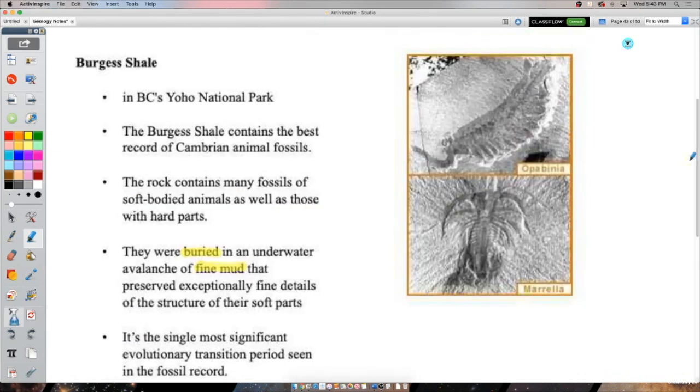So the Burgess Shale is world famous. It's the single most significant evolutionary transition period seen in the fossil record. So we can study so much of how life has evolved by looking at just this one set of fossils because the conditions were perfect. An underwater avalanche burying a whole bunch of things very quickly so they get preserved, and burying them in fine sediments so that they're very detailed, during this incredibly interesting time in evolutionary history.